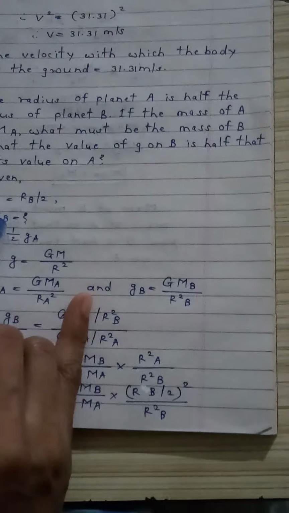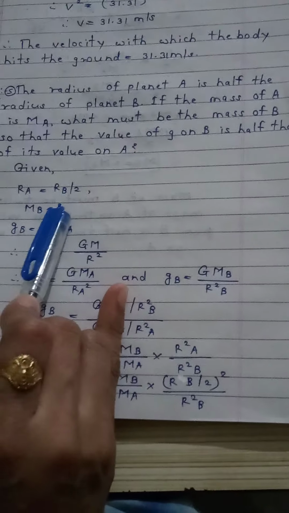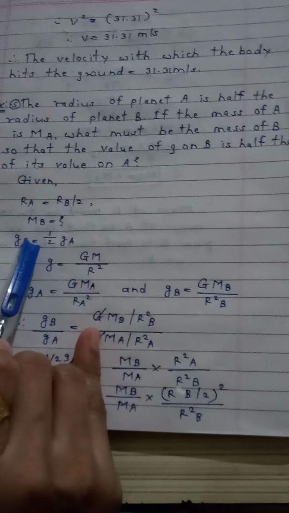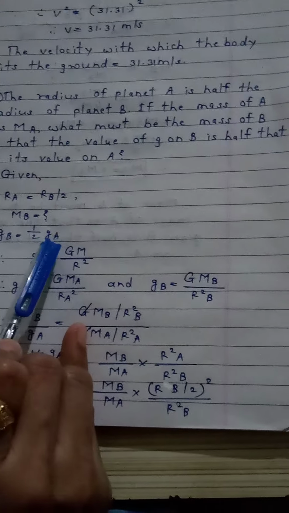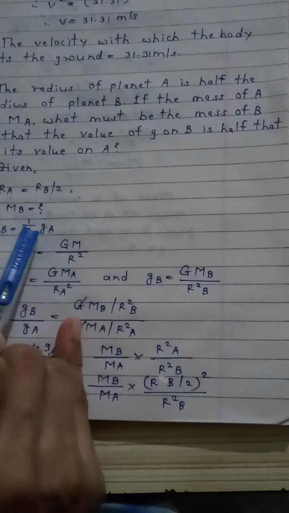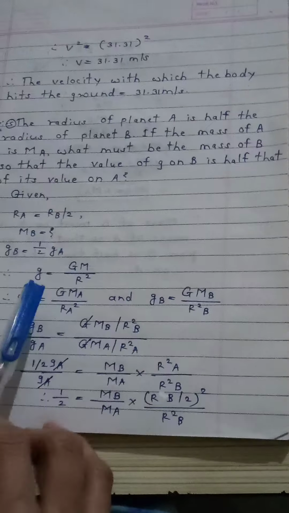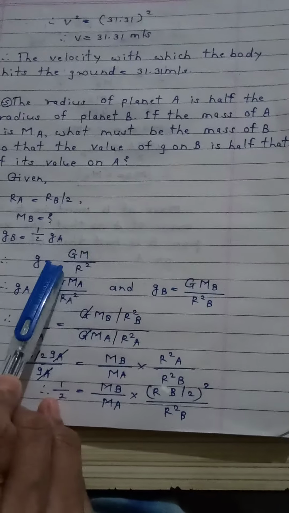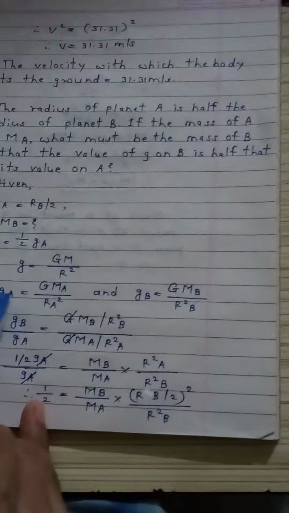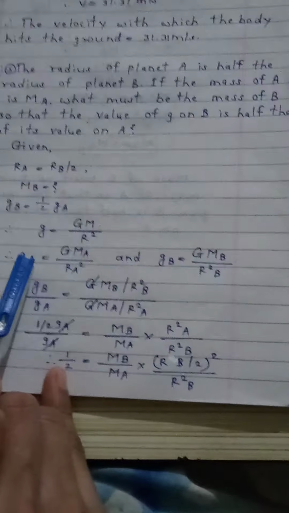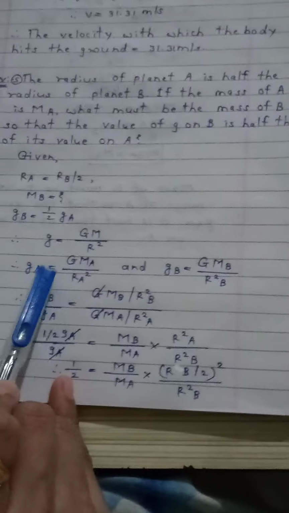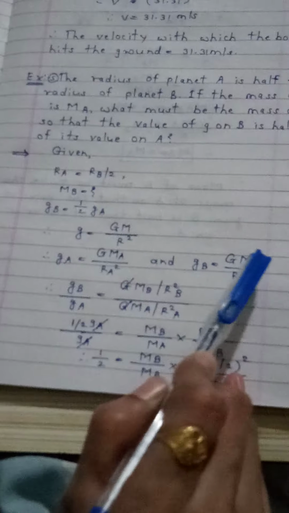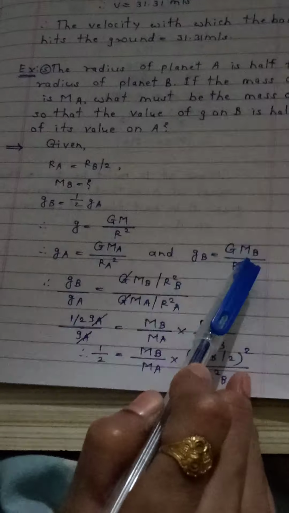Now here we have to calculate the mass of planet B. So MB is equal to question mark. Now the value of g on B is half of its value on A. So therefore gB is equal to half gA. Acceleration due to gravity is equal to GM upon r square. So we will write this formula for planet A and planet B, that is gA is equal to G into MA upon RA square and gB is equal to G into MB upon RB square.